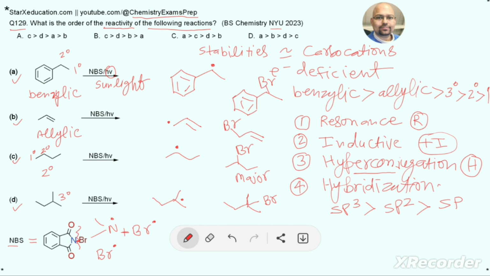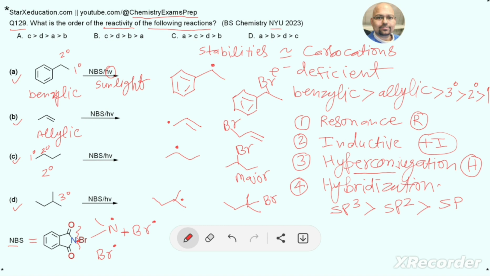Bromination of hydrocarbons is very selective. It's more selective than chlorination. So if there is a possibility of forming a tertiary radical, that would be the most reactive. And if there is a possibility of resonance, then that would be even better.